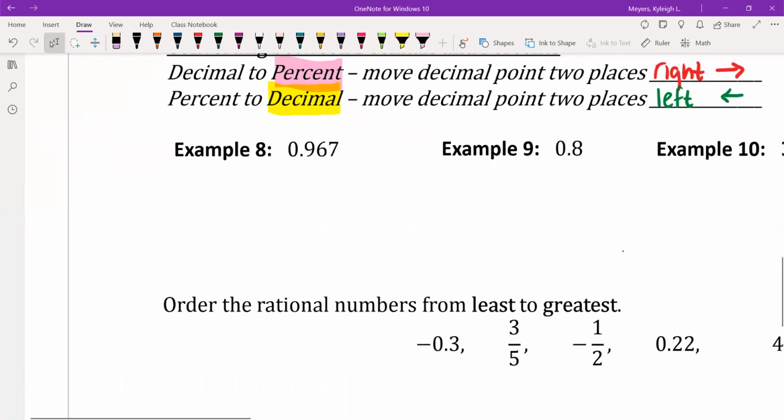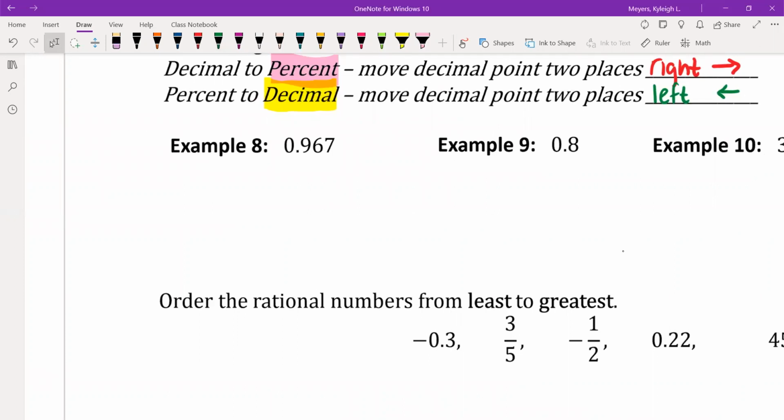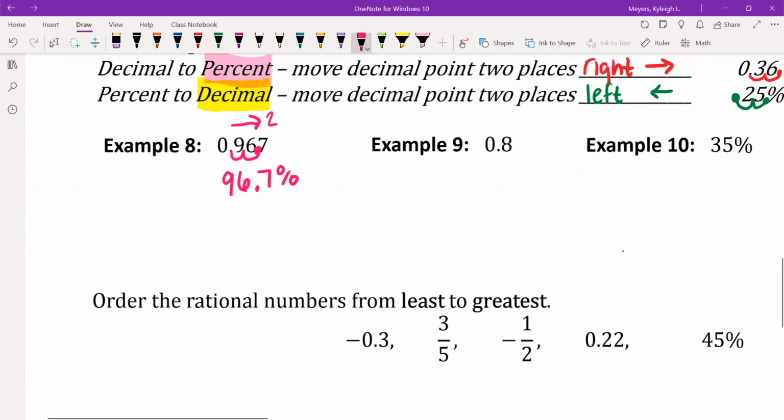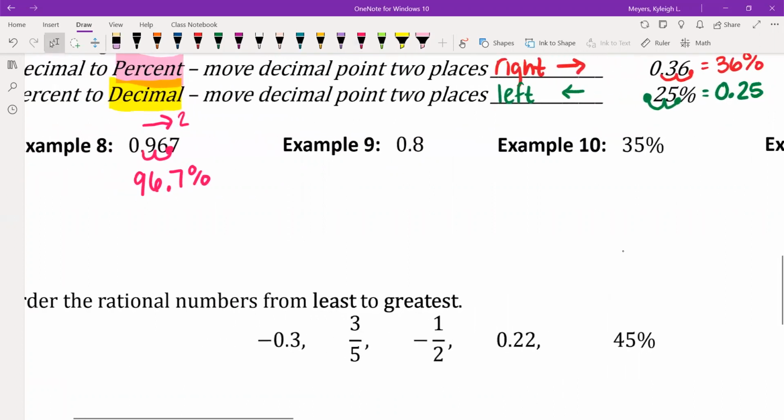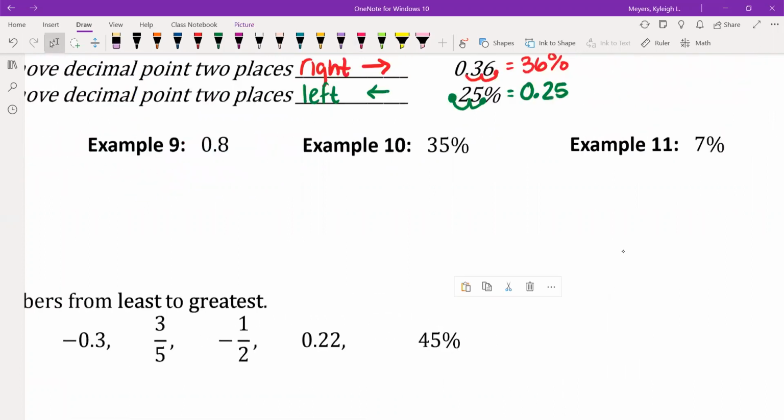So we're going decimal to percent. So we want to move it to the right. Move it to the right 2 spots. Move it once, twice. So our percent is 96.7%. Okay. I'm going to skip example 9 because I want you to do that in a sec. We have a percent. We want to move it to the left 2 spots. So 1, 2. This is 0.35. I want you to try example 9 and 11 on your own right now.